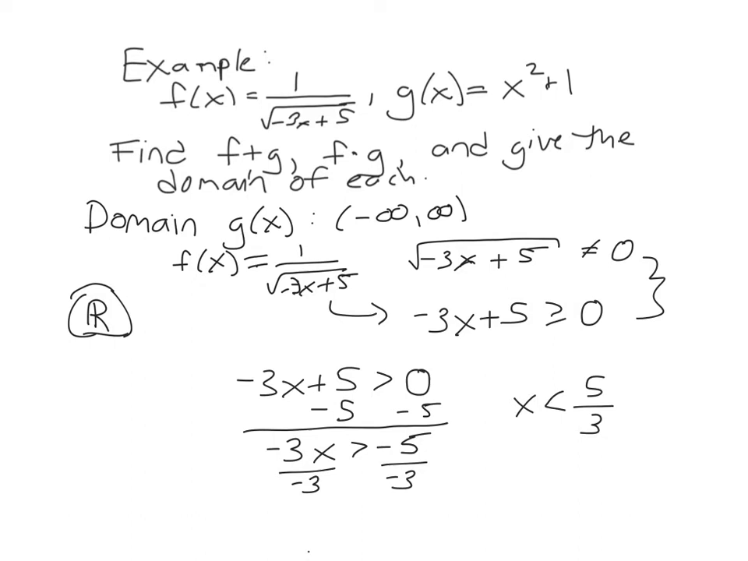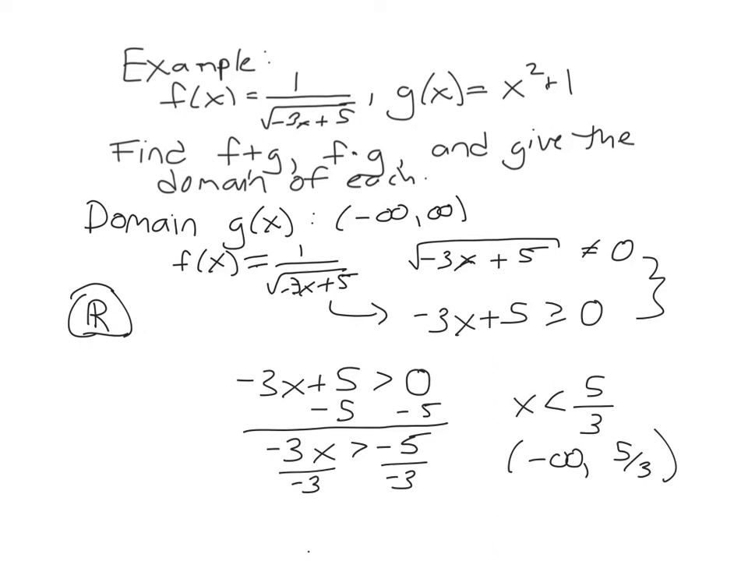Let's say I plug in 10, then I'd have negative 3 times 10, so I'd end up with negative 30 plus 5. I would be trying to take the square root of negative 25 total, and then of course, obviously, we would not end up with a real number. So here I have x is less than 5/3. So my domain for f of x is going to be negative infinity up through 5/3, not including 5/3.